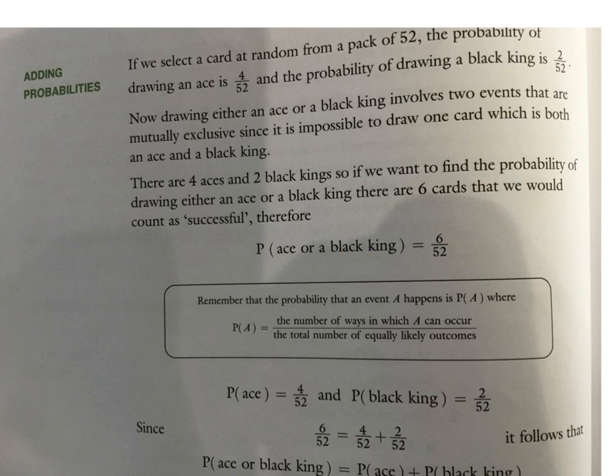A recap from year 8. Remember that the probability of an event A happening is the probability of A, where the probability of A is the number of ways in which A can occur, or the number of successful outcomes, divided by the total number of equally likely outcomes. So in your knowledge organizer, you've got that down as number of successful outcomes divided by total number of outcomes. The outcomes do have to be equally likely. So in this case, the probability of an ace is 4 over 52. The probability of a black king is 2 over 52.